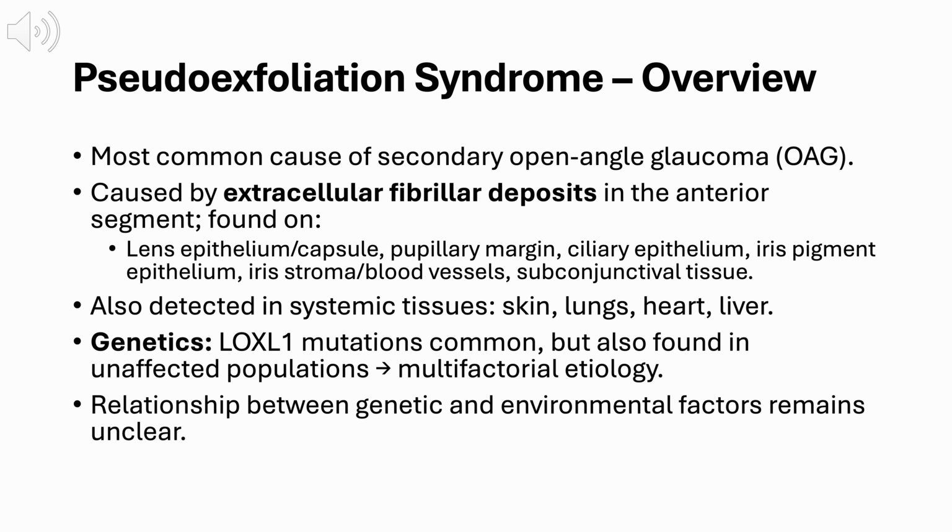Pseudoexfoliation syndrome is the leading cause of secondary open-angle glaucoma worldwide. It results from the production and accumulation of abnormal extracellular fibrillar material within the anterior segment. These deposits can be seen on the lens capsule, the pupillary margin, the ciliary epithelium, and various iris structures, as well as in the subconjunctival tissue. Interestingly, this material is not confined to the eye. It has also been detected in systemic tissues, including the skin, lungs, heart, and liver, suggesting a broader systemic process.